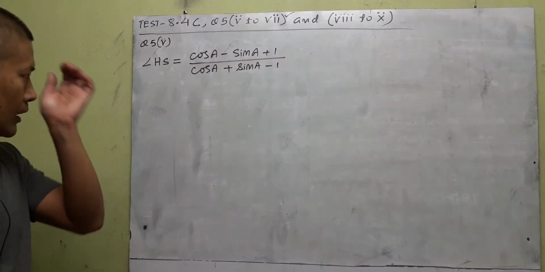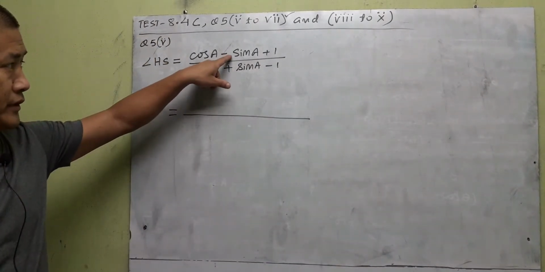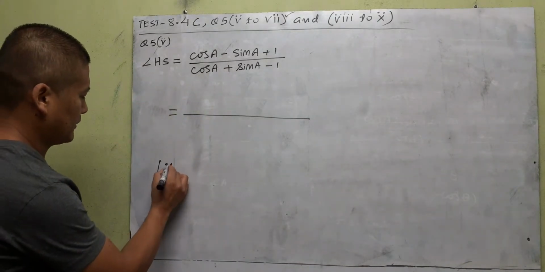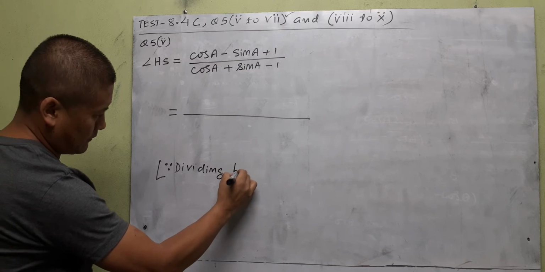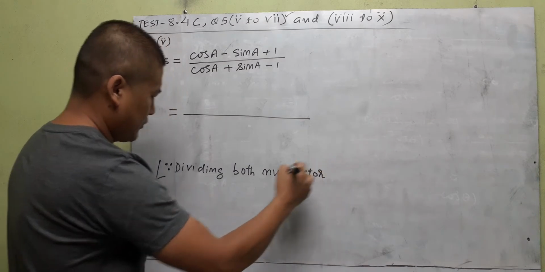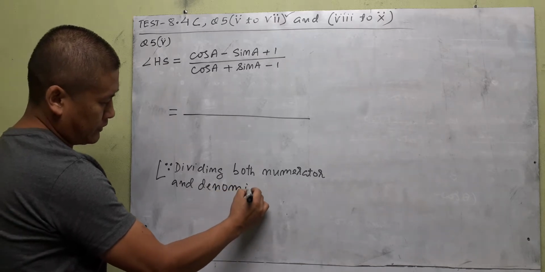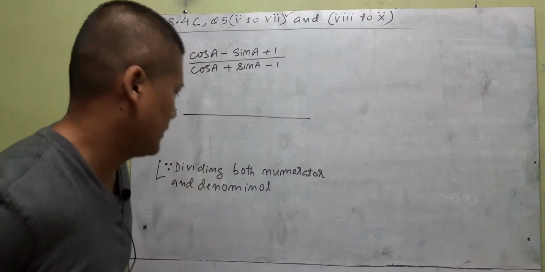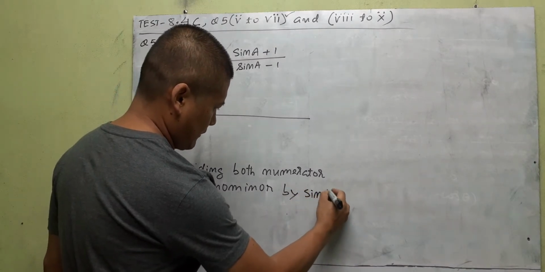Now let us do this. Put your long line first, that's always a better habit. And divide this numerator by sin A and the denominator also by sin A. What I mean is, dividing both the numerator and the denominator of the above expression by sin A. Let us try that.